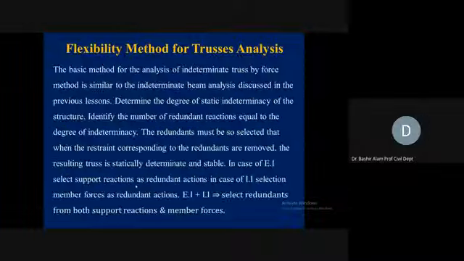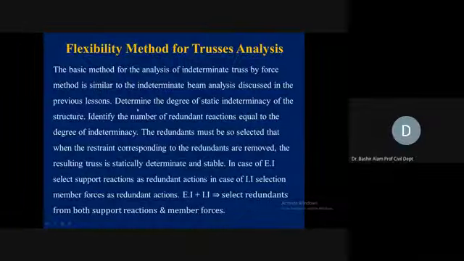Now, basic method, we will go now slowly over this one. The basic method for the analysis of indeterminate truss by force method or flexibility method here is similar to the indeterminate beam analysis discussed in the previous lessons. For beams, for frames we discussed. So basically it is the same method.